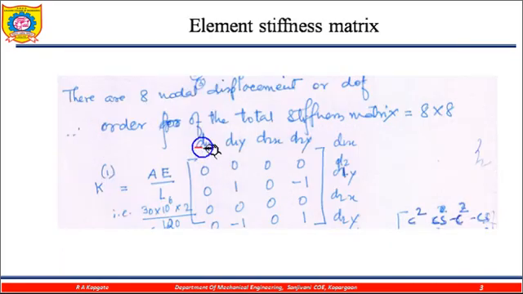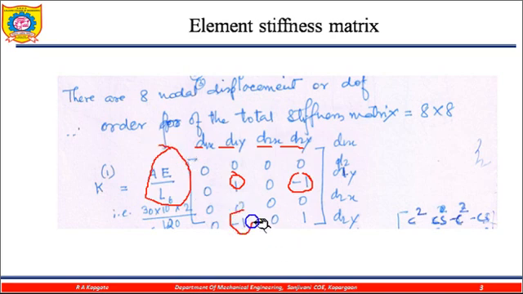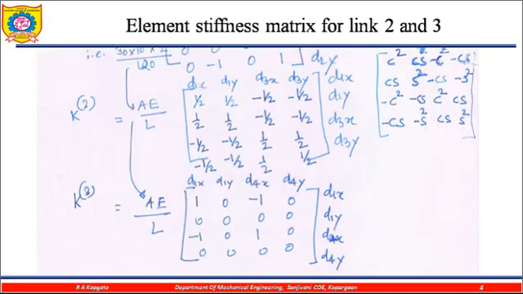So d1x, then d2 along the y axis, d2x, d2y. So along the y axis there is a deformation, and d2y again there is a deformation, so -1. Here AE upon L is the common term, and the rest of the values are 0. So k1 is equal to this matrix, then k2 is a diagonal one.